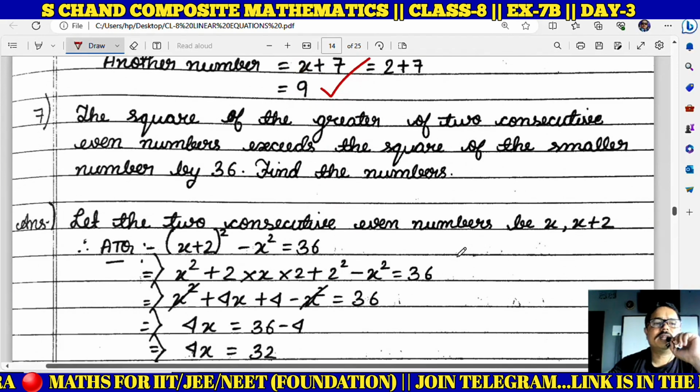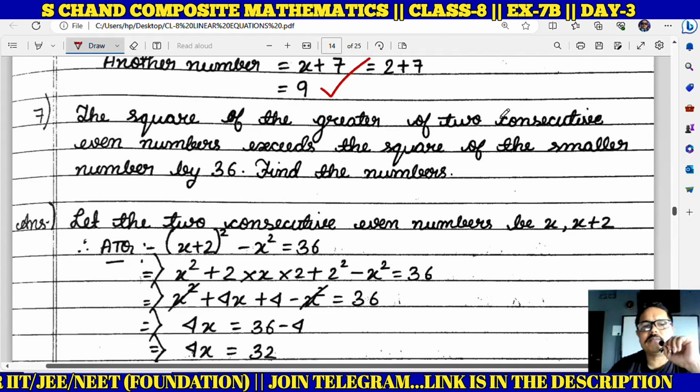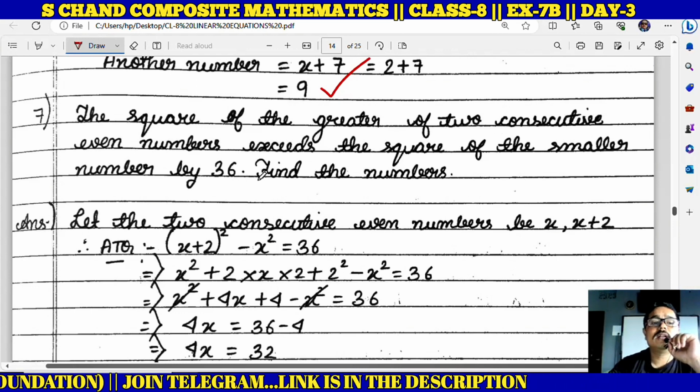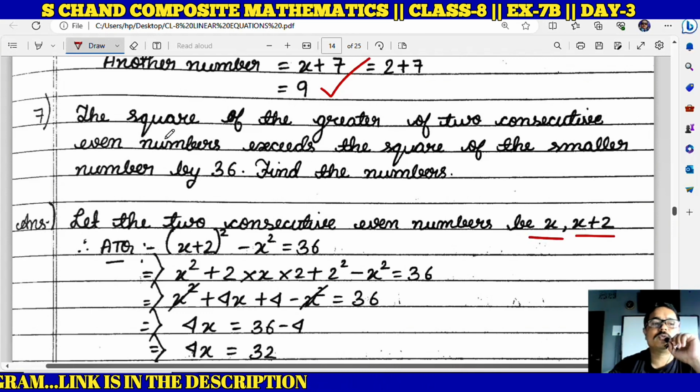Question number 7. The square of the greater of two consecutive even numbers exceeds the square of the smaller number by 36. So here, two consecutive even numbers. Let the two consecutive even numbers be x and x plus 2. Now, the square of the greater of two consecutive numbers. What is the greater number here? x plus 2. So (x plus 2) square minus x square is 36, because this is 36 more than the square of the smaller one. That means the difference of these two squares is 36.